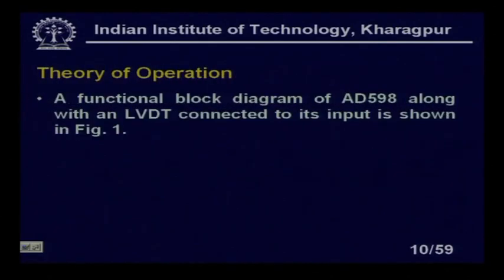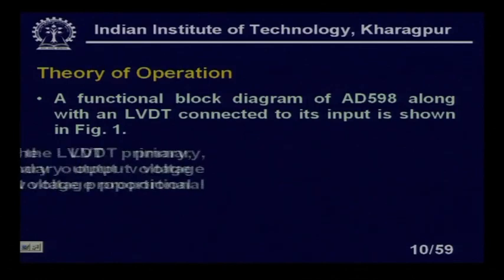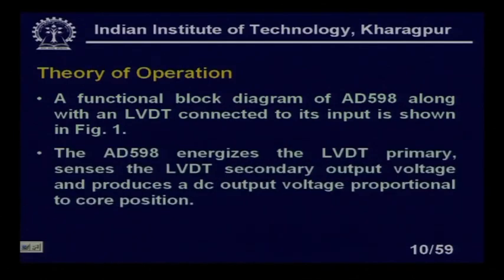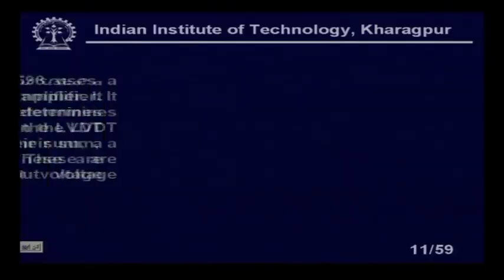Theory of operations: let us look at the functional block diagram, as shown in figure 1. The AD598 energizes the LVDT primary, senses the LVDT secondary output voltage, and produces a DC output voltage proportional to the core position. That is actually the ultimate result. That means, for different core positions I need a DC output voltage. Why DC? Because I have to make it phase sensitive. On which side of the null position the core lies, that I must know. That can only be told by the polarity of the DC voltage, right.